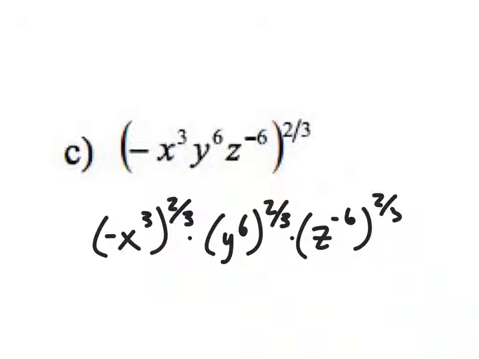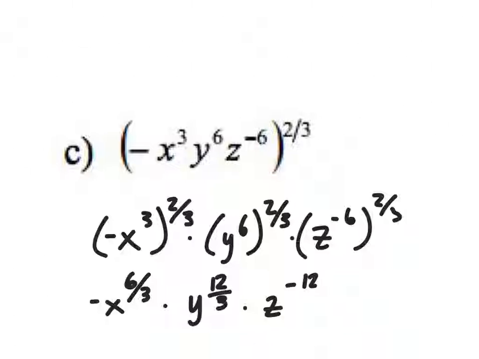So what I want to do is multiply these now. This is going to give me negative x to the 6/3 power, since 3 times 2/3 gives me 6/3, times y to the 12/3 power, so 6 times 2 is 12, and then times z to the negative 12/3 power.